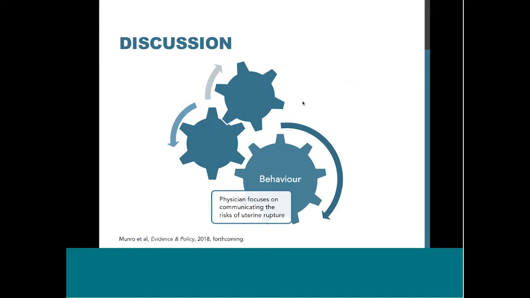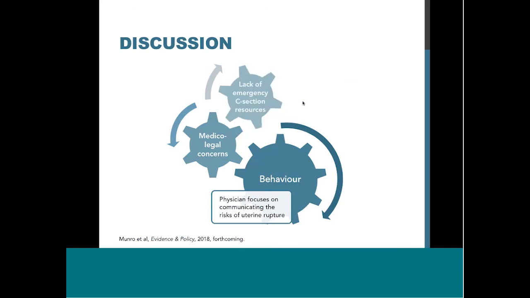And if we instead look at a complex systems approach and the system as a whole, we can see the synergistic relationships between these different barriers and facilitators. So going back to what that physician participant had spoken about, they focused on the risk of uterine rupture. That behavior was influenced by medical legal concerns and fear of a damaged baby, and those concerns stem from having a lack of emergency C-section resources, which in turn were influenced by having budget constraints and a policy context where maternity care and cesarean section had been a rather low policy priority.